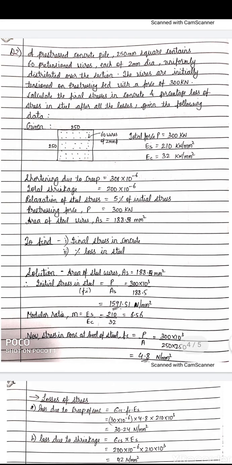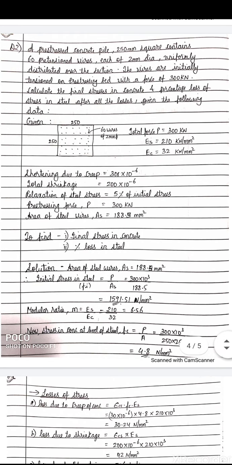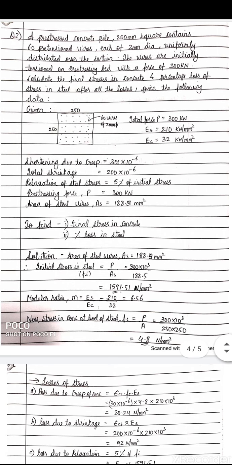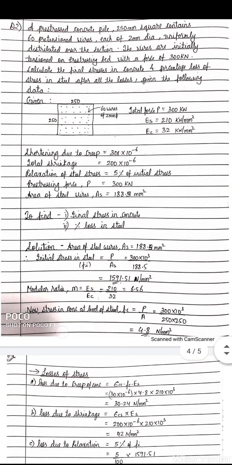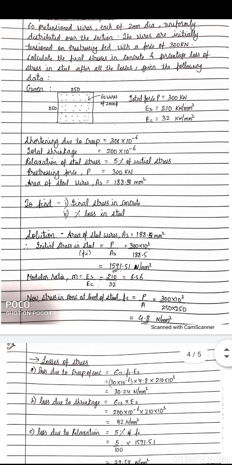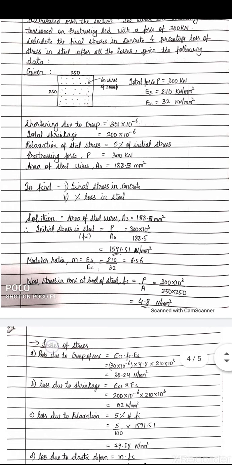So area of steel wires is given to us. Based on that, we can find out the initial stress Fi, which is nothing but force upon area. Initial force we know, and area of steel is also known. So initial stress Fi is 1591.51. Okay, so we got the initial stress. Now the second thing, we have been given the value of Es and Ec, so we can find out the modular ratio, which comes out to be 6.56.